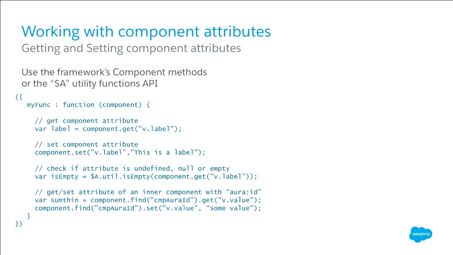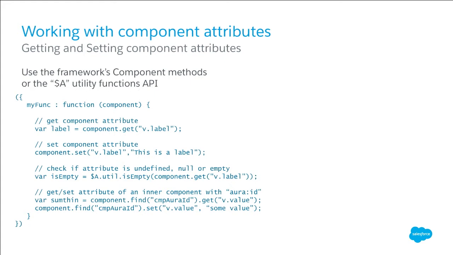There are some utilities as well that you can use to check if it's empty or if it's a string, stuff like that. There's a bunch of utilities available. One example is the $A.util.isEmpty. So this is an available API. You don't need to check it yourself. You can just use that one.